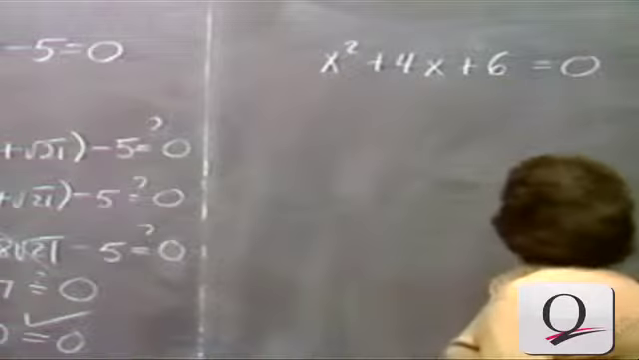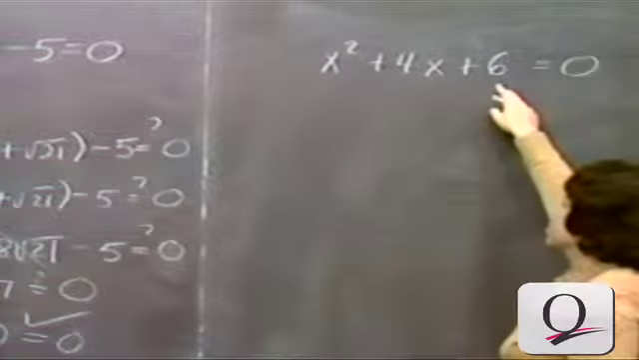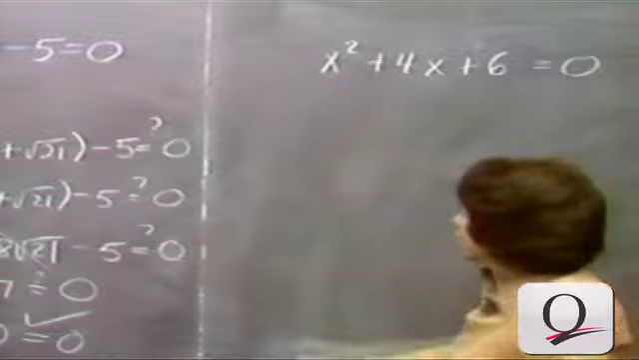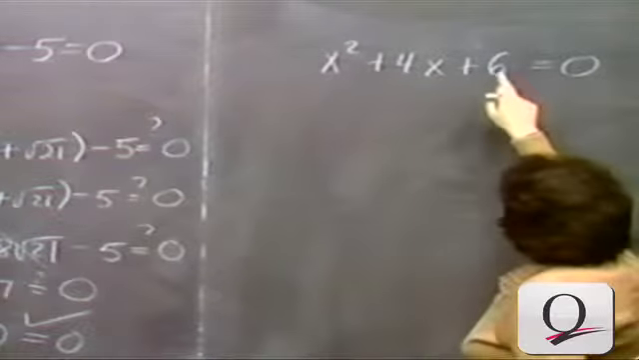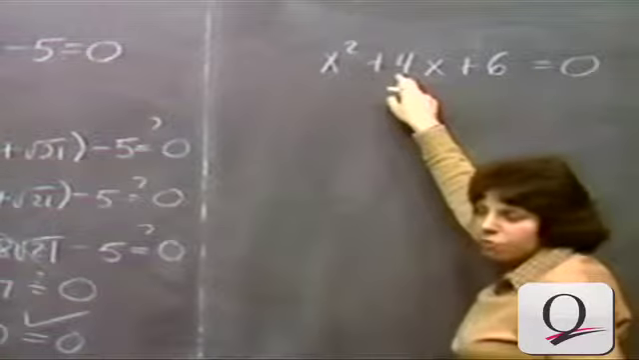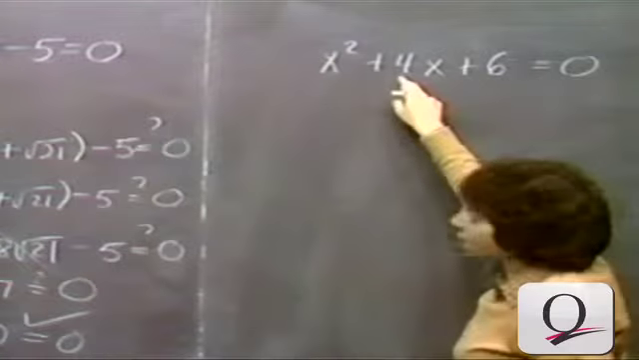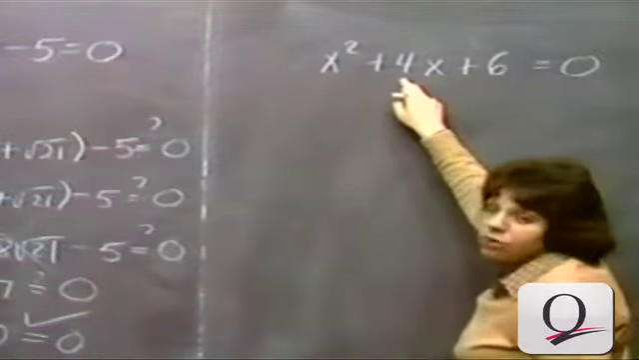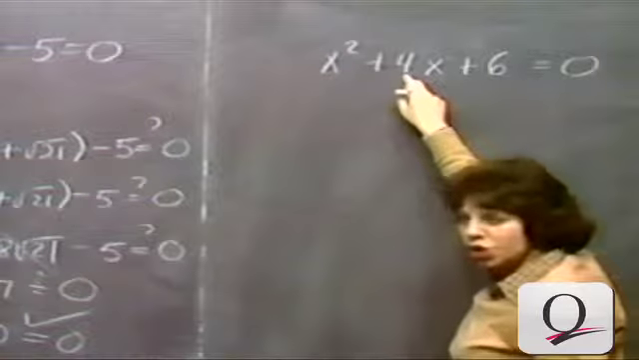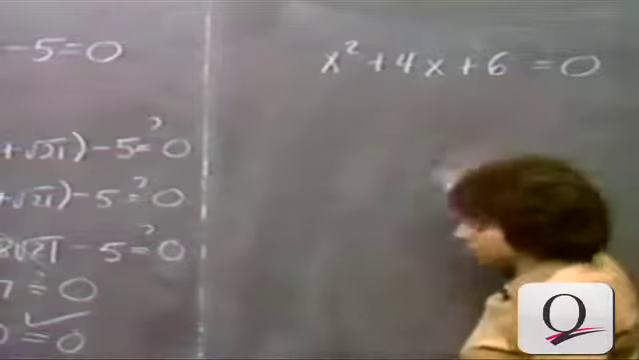Okay, since we can't do it that way, we look to see if this is by any chance a perfect square, and we see that it's not, because to be a perfect square, this number must be half of this number squared. We want the square of half of this number. Half of this number, 4, is 2, squared is 4. What we've got is a 6.